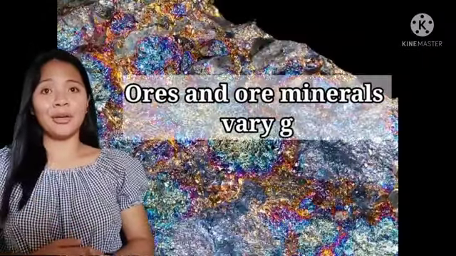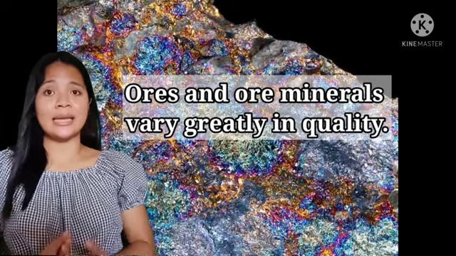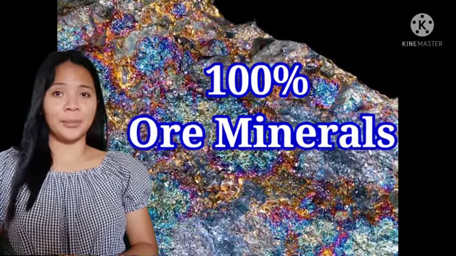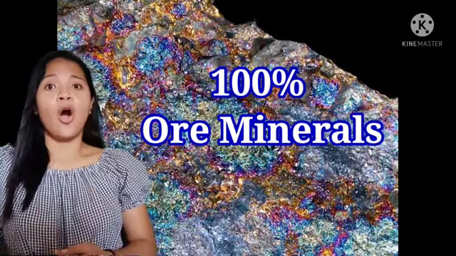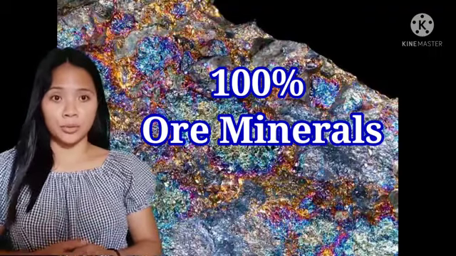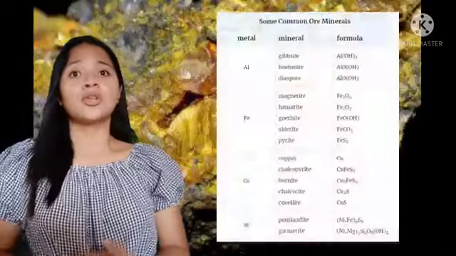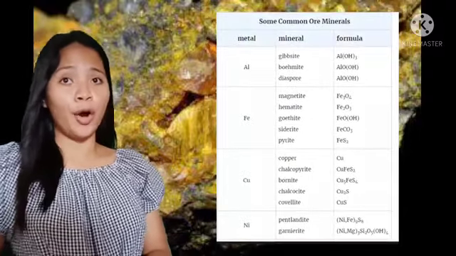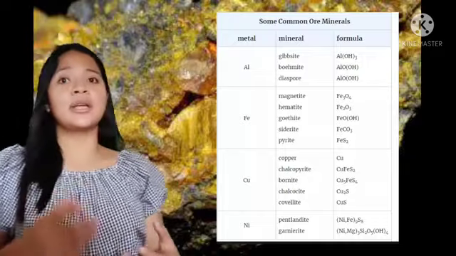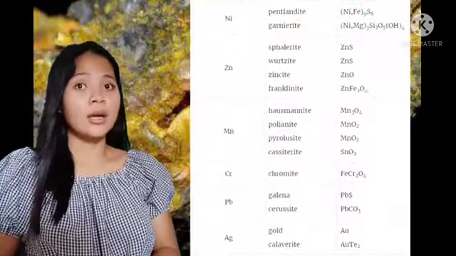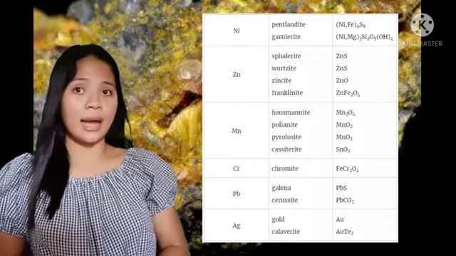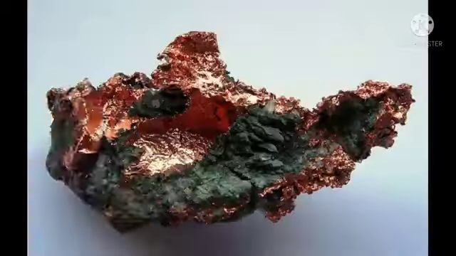Ore minerals. Ores and ore minerals vary greatly in quality. Ideal ore contains 100% ore minerals. Such ore does not exist, but some come close. The table here shows a list of common ore minerals for various metals. The minerals include the native metals, copper and gold, and many sulfides, oxides, and hydroxides.